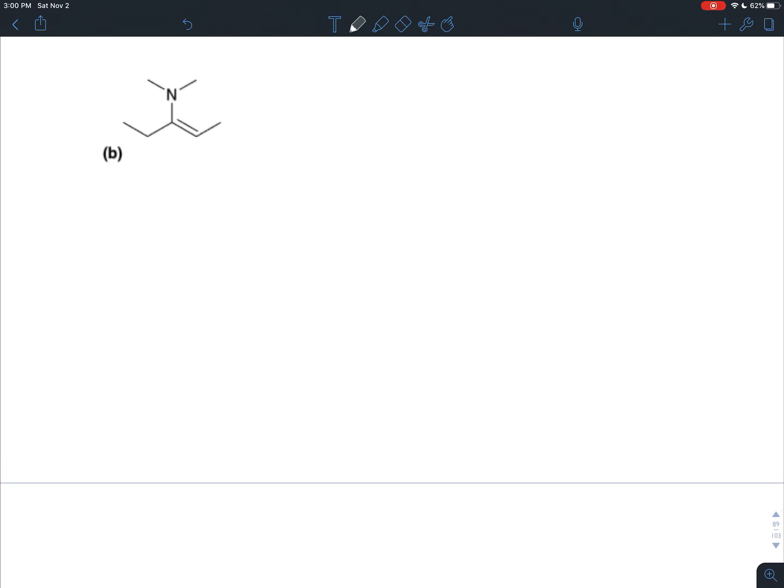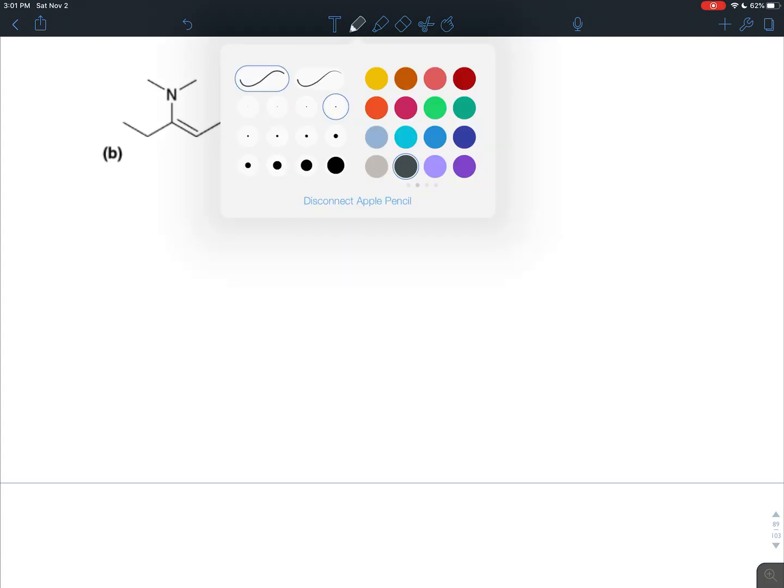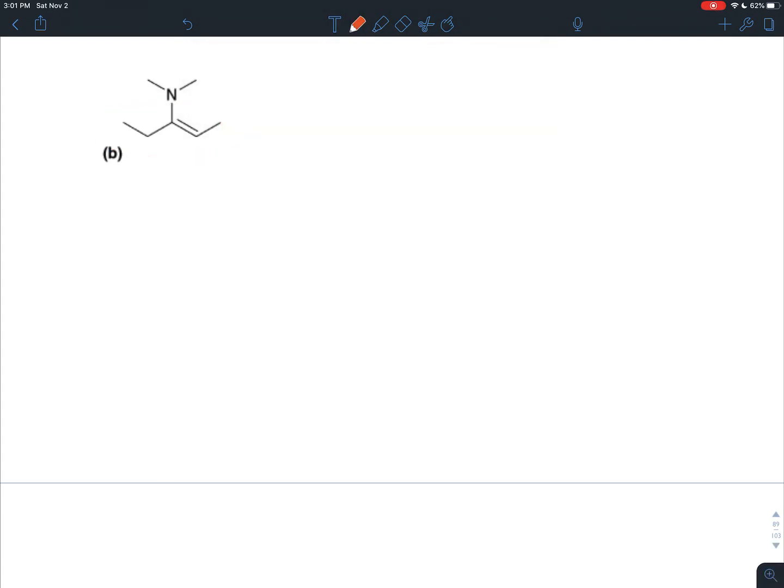Then if we look at B, same idea. We need to form this, but we can't use anything more than 2 carbons at a time. So let's divide the carbon backbone here into 2 carbon lengths. So 2 carbons and then a break. 2 carbons and then a break, right? So 1, 2, break, 1, 2, break, 1.